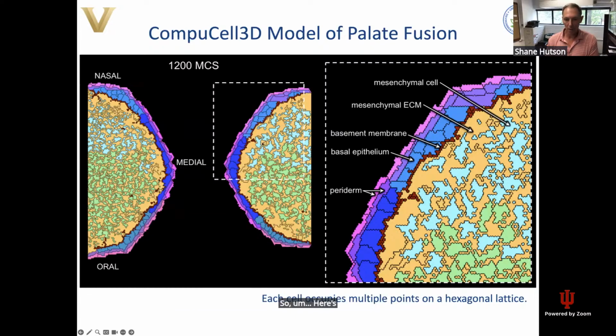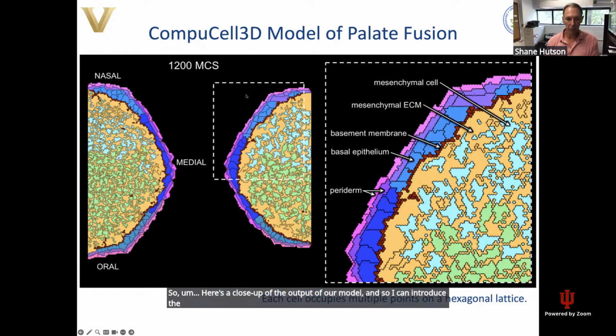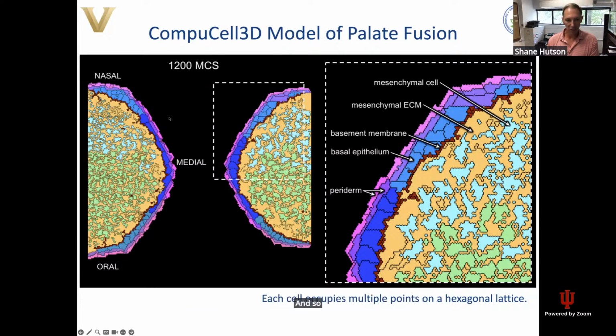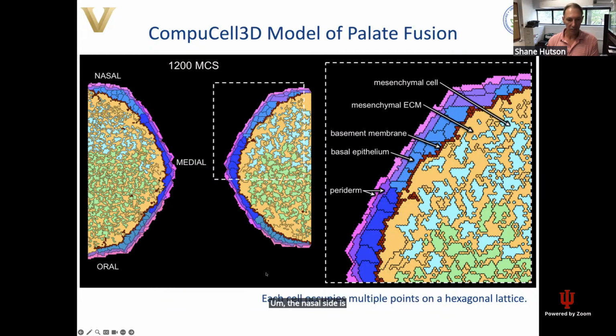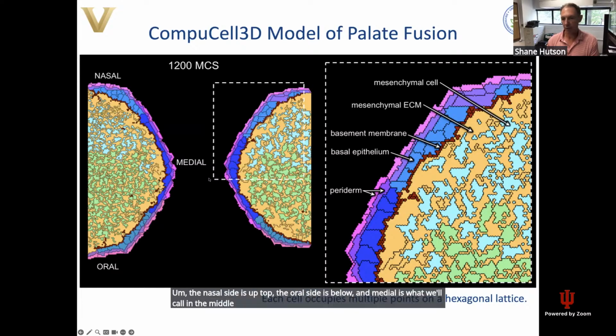So here's a close-up of the output of our model, and so I can introduce the players to you. We have over here on the left, you can see the two palatal shelves that are going to grow towards one another, and they're going to meet in the middle here. And so this is after just about 1,200 Monte Carlo steps of them growing in the model. The nasal side is up top, the oral side is below, and medial is what we'll call in the middle as they grow towards one another.